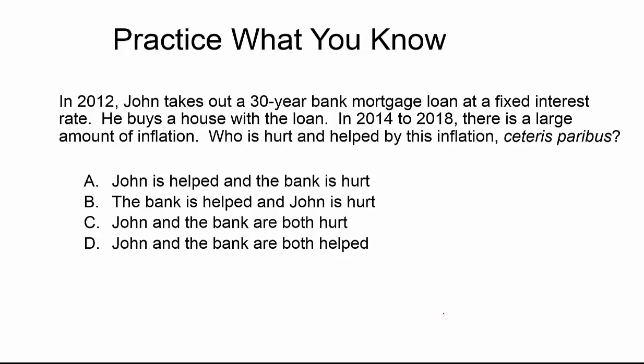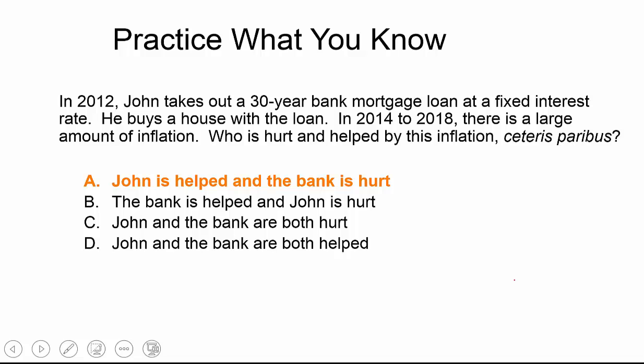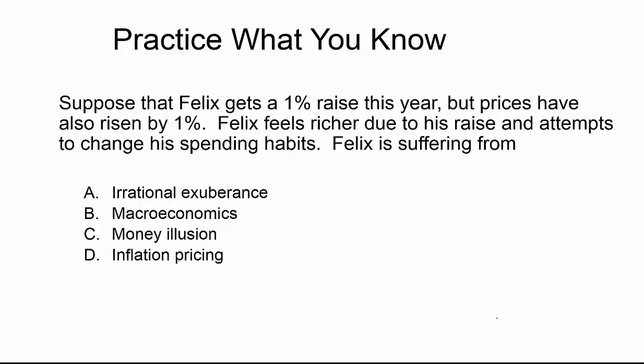In 2012, John takes out a 30-year bank mortgage loan at a fixed interest rate. He buys a house with the loan. In 2014 to 2018, there is a large amount of inflation. Who is hurt and helped by this inflation? Well, we just went over that, didn't we? John is helped, he's the borrower, and the bank is hurt because they're the lender. And the reason is because the real interest rate has declined during that time period.